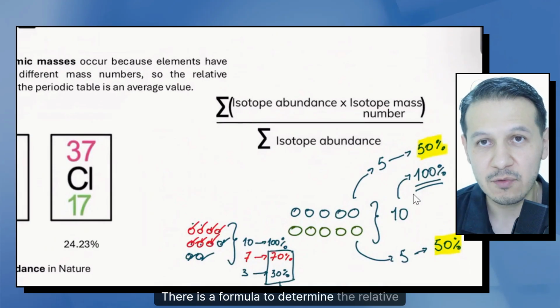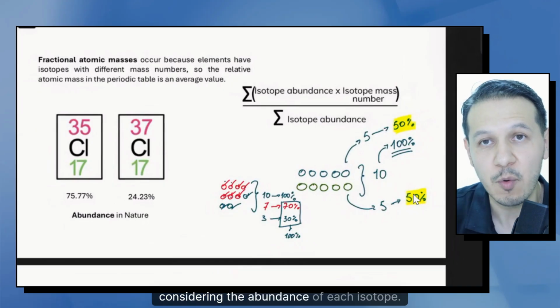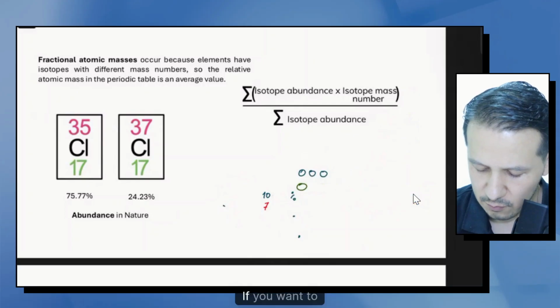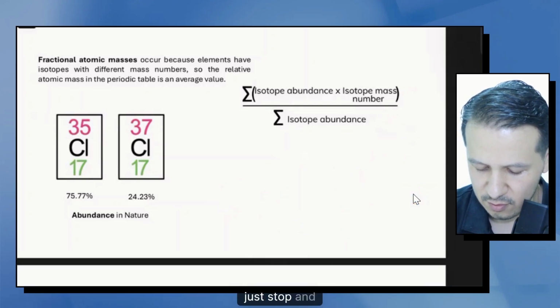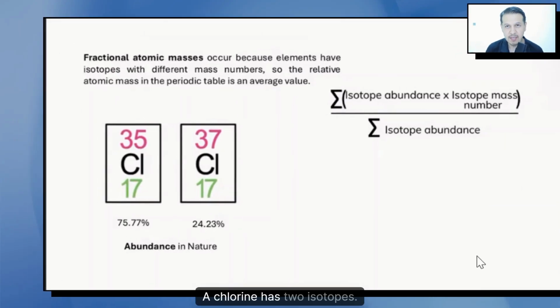There is a formula to determine the relative atomic mass of an atom, considering the abundance of each isotope. Here we have an example of chlorine. I will erase this. If you want to revise this, just stop and go back. Okay, guys, let's use this example. Chlorine has 2 isotopes, but remember that in the periodic table there is only one value for the mass of chlorine. So we need to use the mass of the isotope, multiply that times the abundance, add them, and we will have the relative atomic mass, which is the number that we will find in the periodic table.